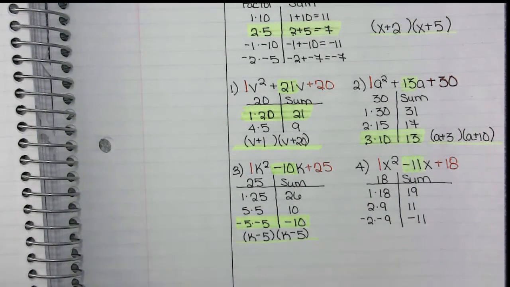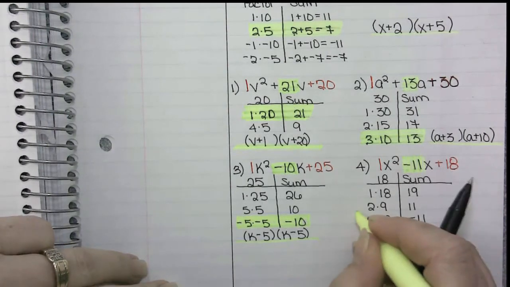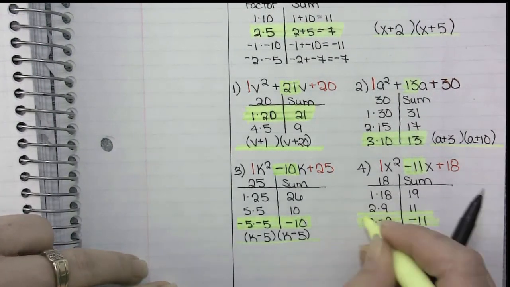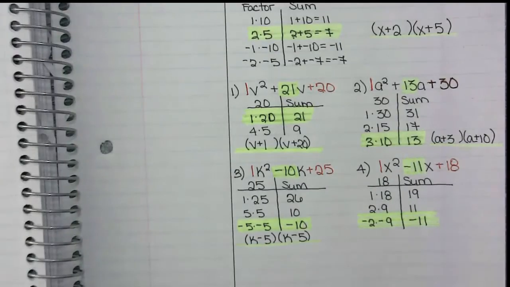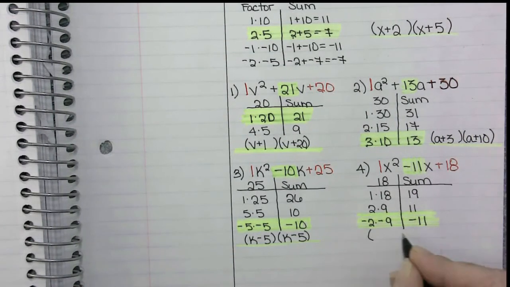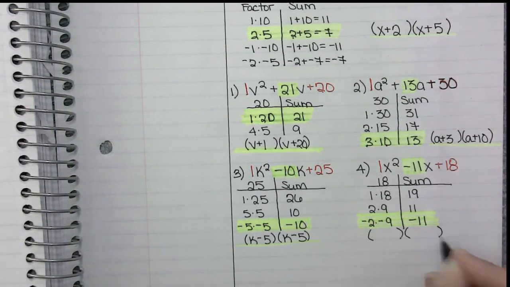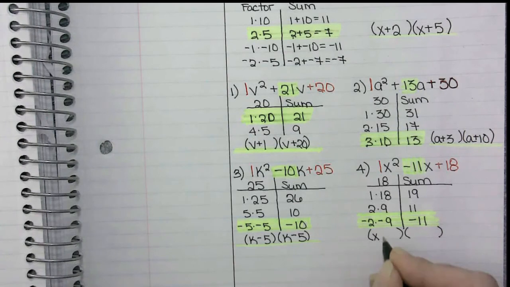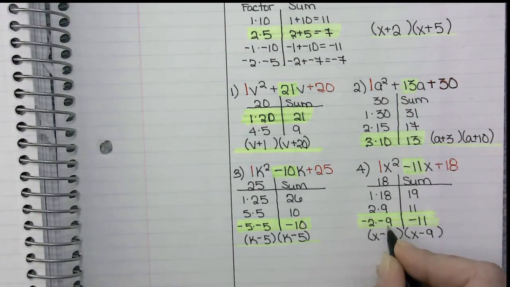So we're going to use negative 2 and negative 9. Open my parentheses for my two binomials, and I have x minus 2 times x minus 9.